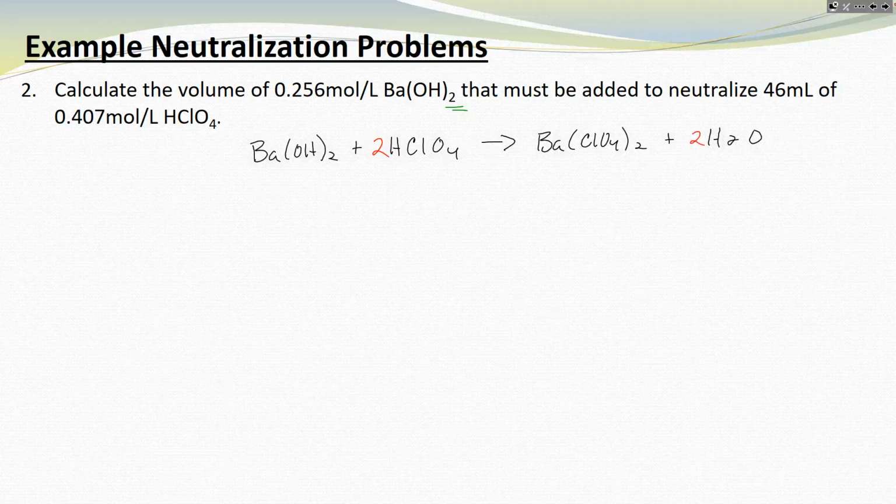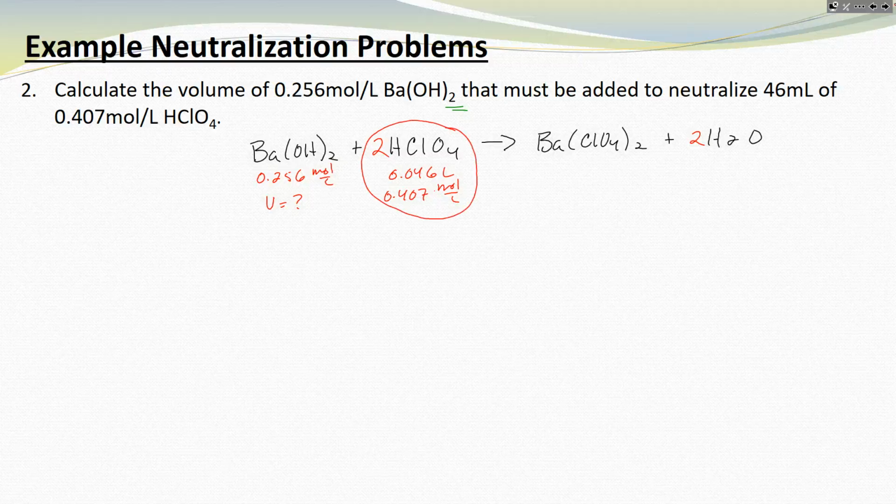Now I'm going to write my information underneath again, 0.256 moles per liter, and this is 0.046 liters, I'll just change it to liters right now, 0.407 moles per liter. So now I'm going to find, what do they want, the volume. So the liters. If I find the moles of Ba(OH)2, then I can cancel out moles and get liters. So I don't know the moles yet, but I can find the moles of HClO4. And that's what I'm going to start with.